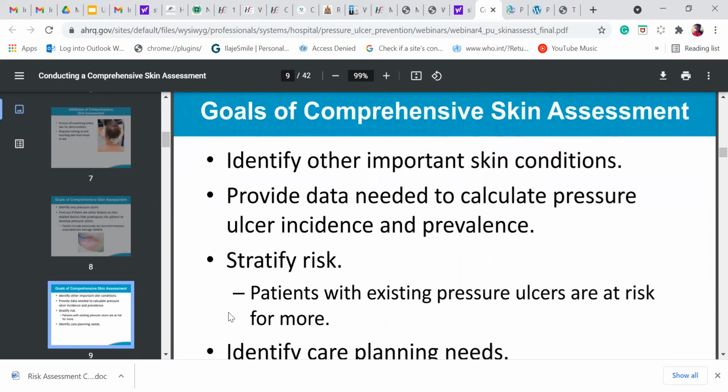It's important that you're able to identify other important skin conditions. A patient might have acne, might have some pre-existing dermatological condition, so you should be able to document this. All right.